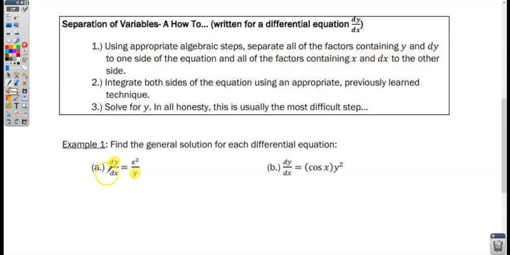So in order to do that in this problem, and we always want our dy and our dx to be in the numerator of their particular side, so we want to bring all the y's over to the left-hand side and all the x's and dx's over to the right. So in order to do that algebraically, I need to multiply both sides by y here, and also multiply both sides by dx, and that gives us that y dy is equal to x squared dx. Okay?